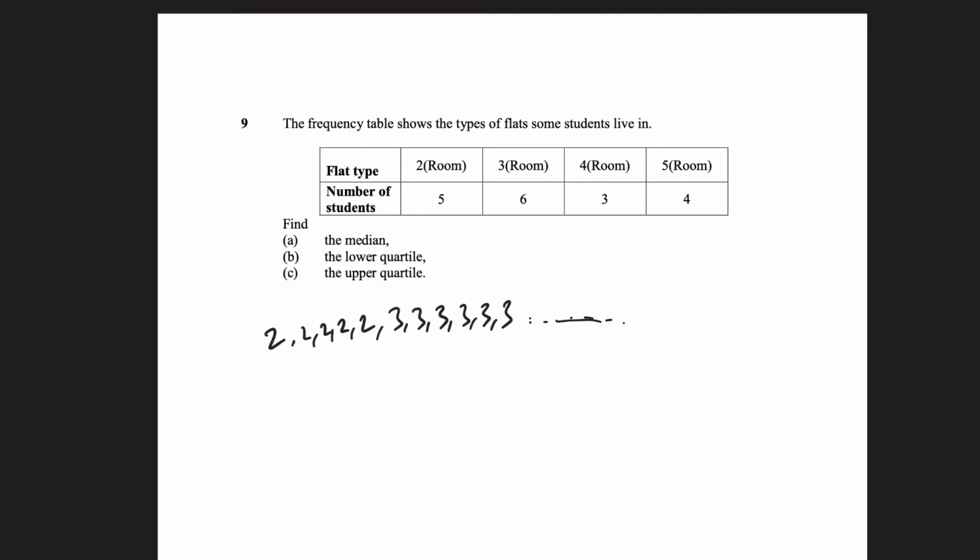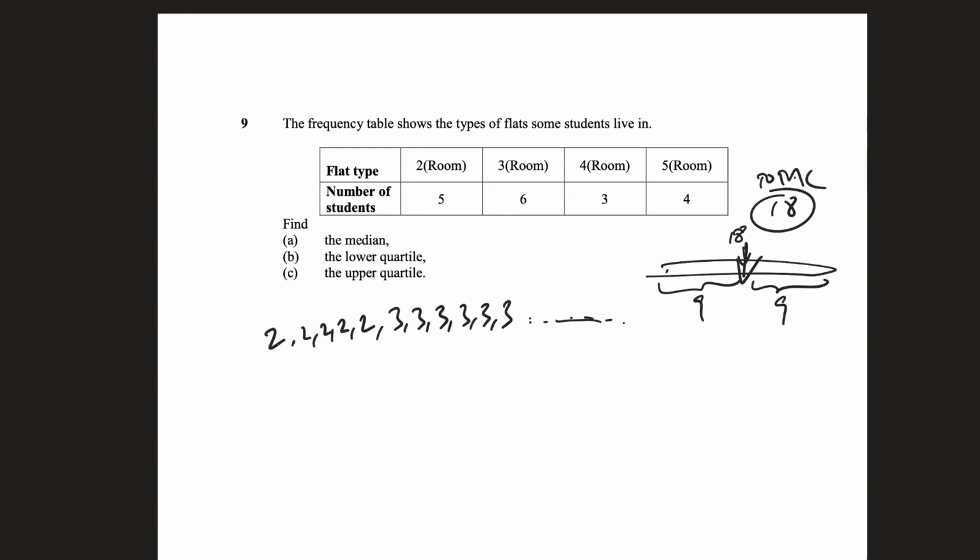So the number of students, if you look, is 5, 6, 3, 4, and the total number of students, if I add them up, 5 plus 6 plus 3 plus 4, gives me 18. There are 18 students. And so to find the median, if I have 18 students, that tells me that it's going to be 9 on each side. 9 plus 9 gives me 18. So the median is going to be between the 9th and 10th terms.